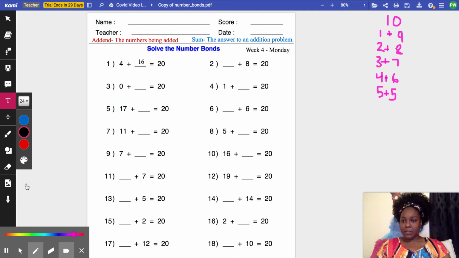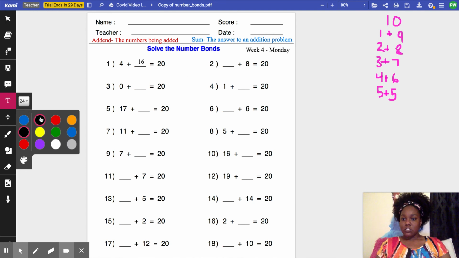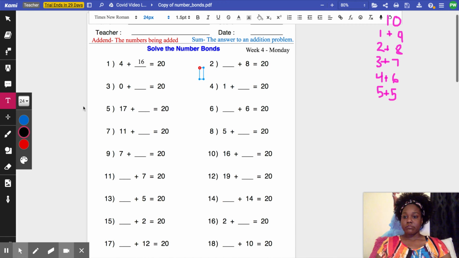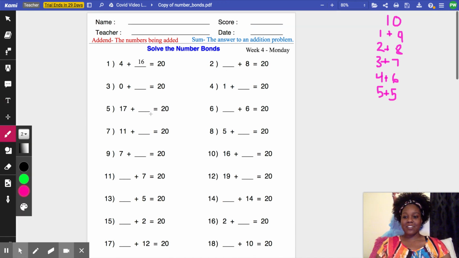So I'm going to write out my steps on this one, and then on the next problem that I do, I'm not going to write out my steps so that you can see how I do it a little bit quicker. So I know that I have 8 plus something equals 20. I've got to figure out 8 plus what gives me 10.